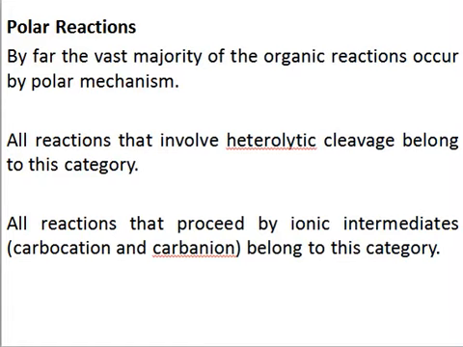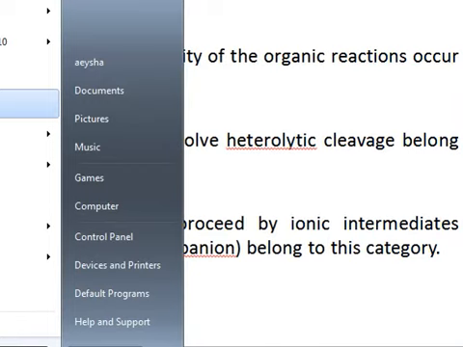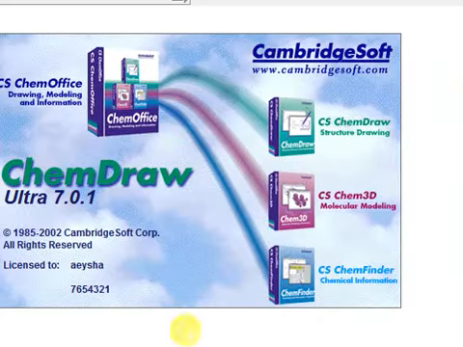Polar mechanisms. The majority of organic reactions occur by polar mechanism. Polar mechanism means the reactions that involve heterolytic cleavage. So what type of reactions involve a heterolytic cleavage? For that, consider a bond between an atom A and atom B. Suppose that this bond has 2 electrons.